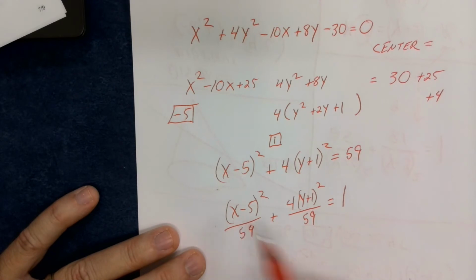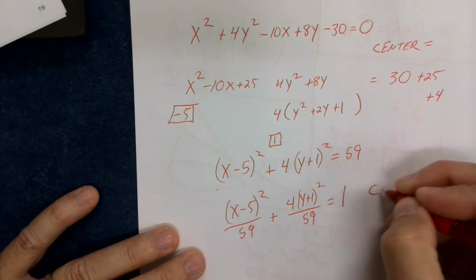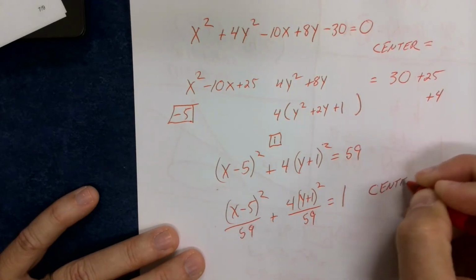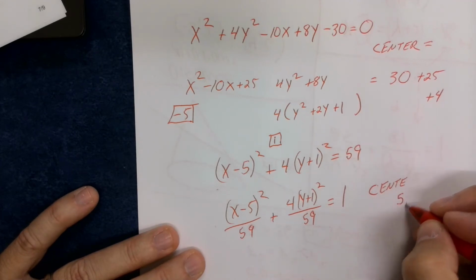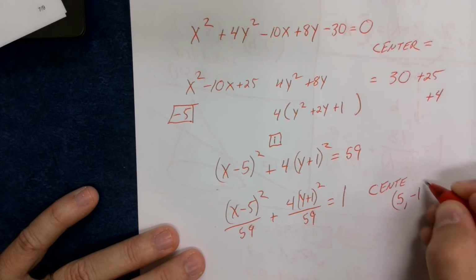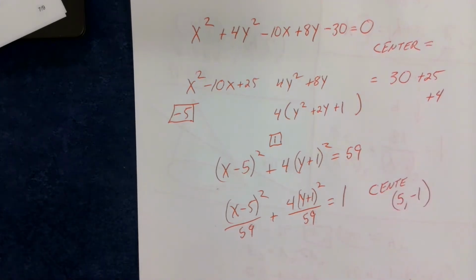What's the center of my ellipse? The center of my ellipse is at (5, -1). Okay, and if I ask, is it wider or is it taller? Is it wider or is it taller?